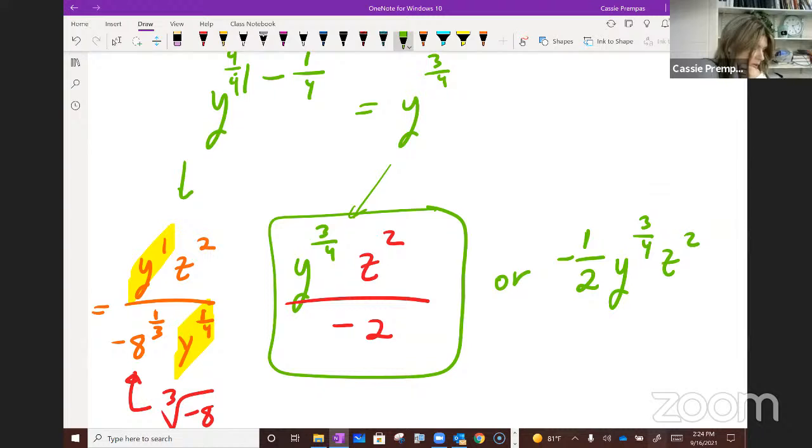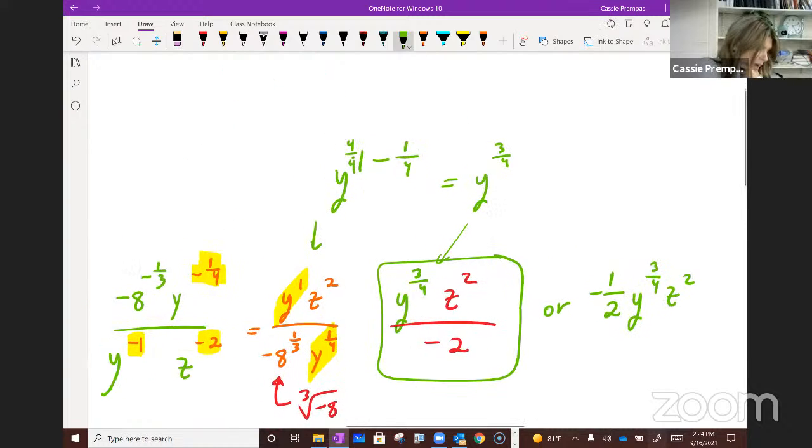Where did you get y? I did y to the first here minus y to the 1/4. When you divide two numbers with the same base, you subtract the exponents. So 1 minus 1/4 with a common denominator, 4/4 minus 1/4, gives you 3/4. The -2 you don't make positive because it's just -2. Only negative exponents you need to make positive.